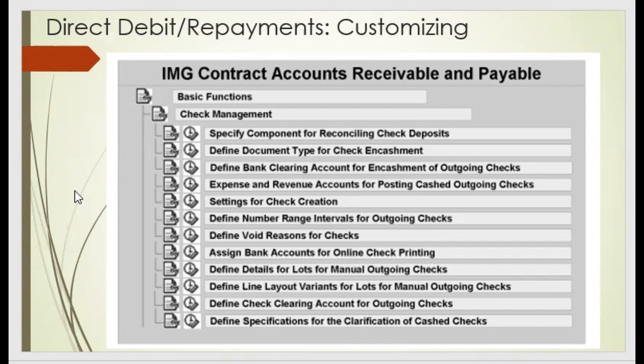Now for a check, there may be different conditions, like if the check is void or not coming, then we generate some letters or some warning to the customer that your check is bounced. You need to pay again, your account doesn't have enough money. So those kinds of things we also need to customize for the check payment.